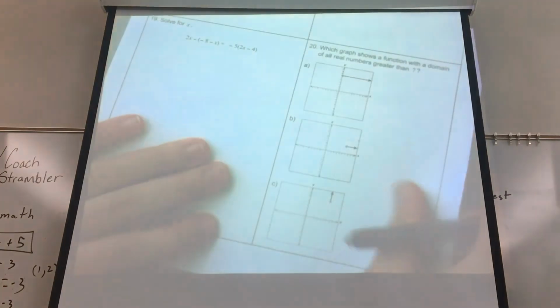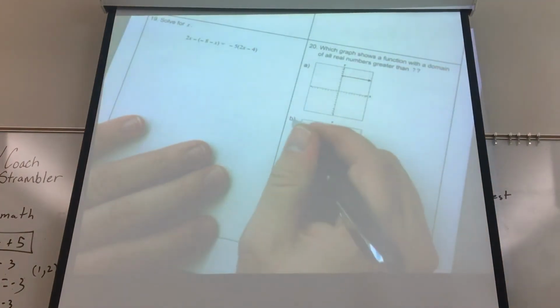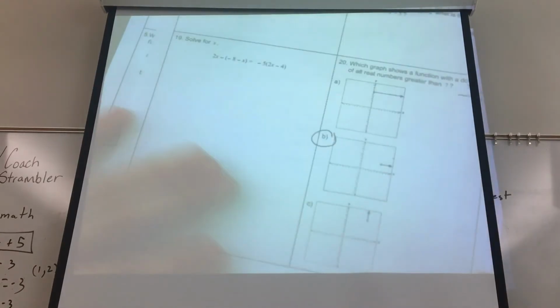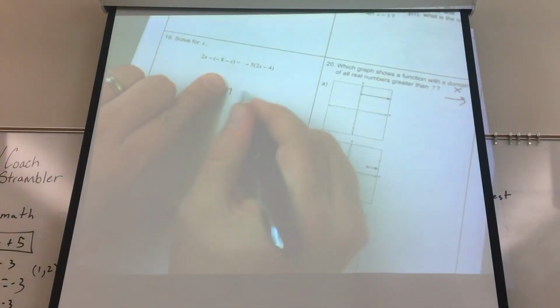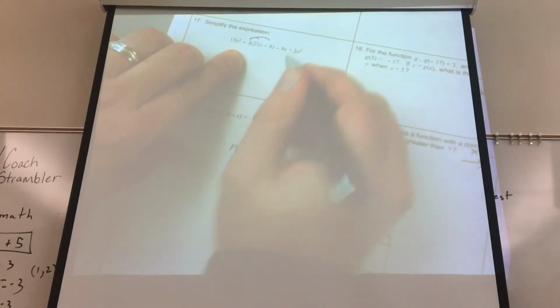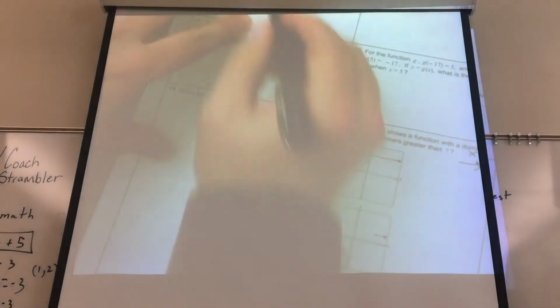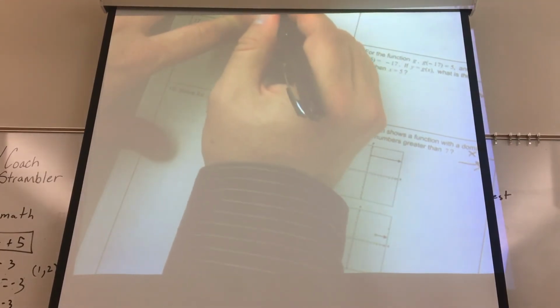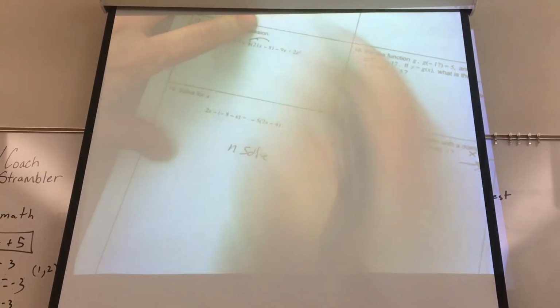Down through the end, real numbers greater than 7, it's the domain. Domain is x going left to right. Solve for x, this is another numerical solve. Simplify, distribute, combine like terms. Solve for y. You have to distribute first. Then you'll add 13 after you are done with that.